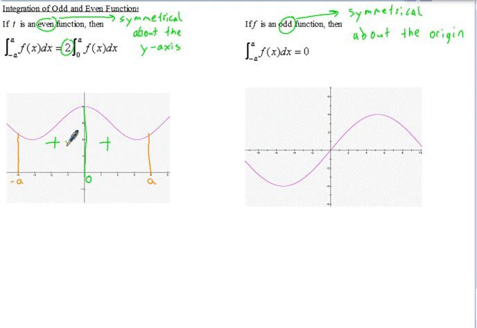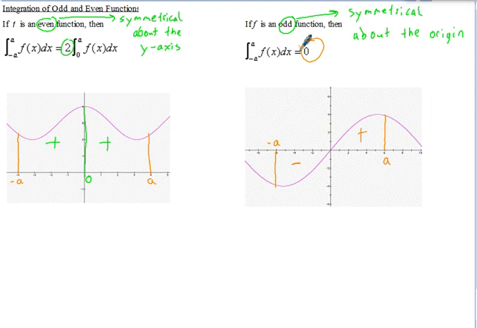Whereas if it's an odd function from negative a to a, again, to make this simpler, let's just make it negative 4 to 4. Or let's go negative 6 to 6, I guess. There's negative a. There's a. This time, if you integrate from negative a to a and it's an odd function, you can see one's above the x-axis, one's below, and they're the same area, so they're going to completely cancel out, leaving you with 0. It's an odd function.